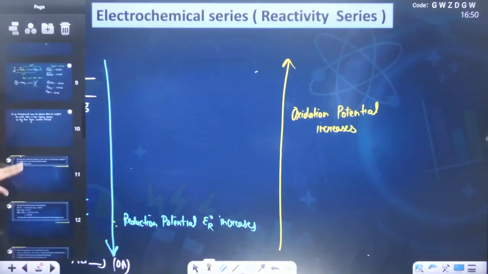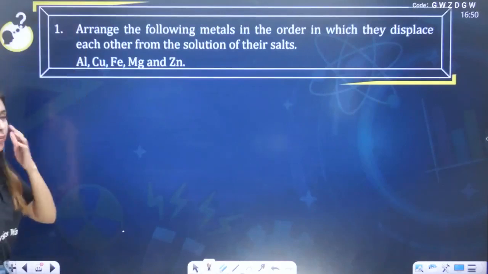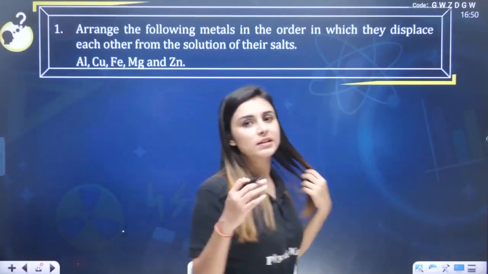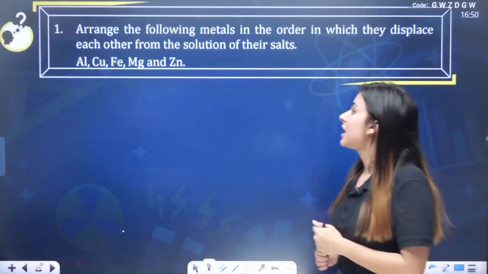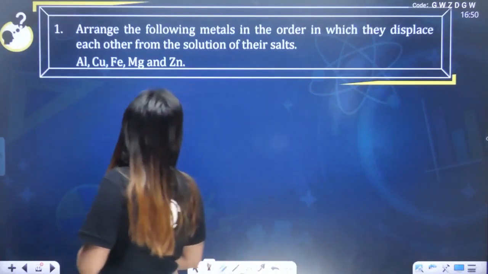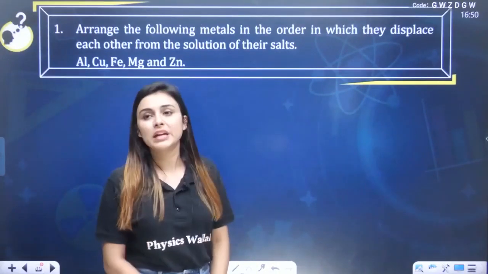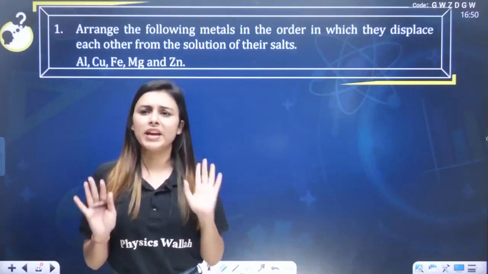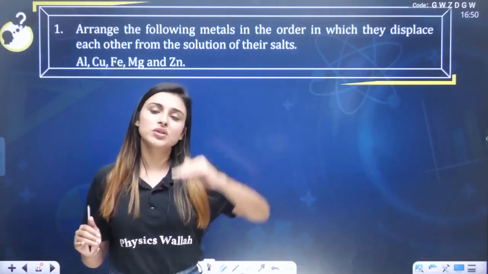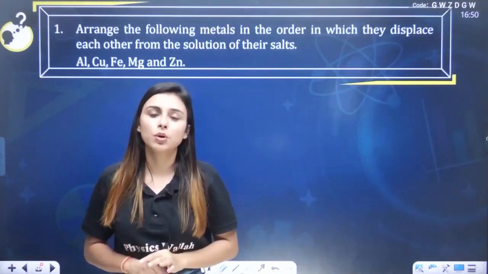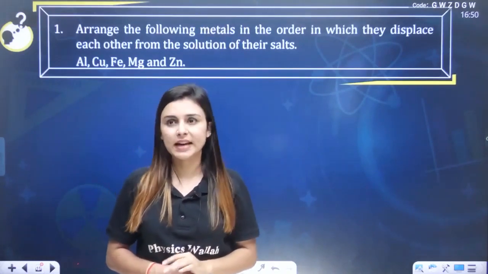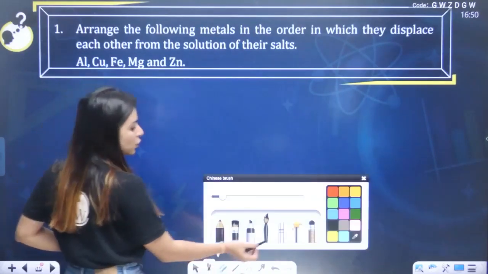Okay. Let's move forward now, my dear students. Let's try a few questions and understand the concepts. Now, the question says, arrange the following metals in the order in which they can displace each other from the solutions of their salts. So I know very clearly that the metal which is above can displace the metals below it from their aqueous solutions, right? Yes, because it has a higher oxidation potential.